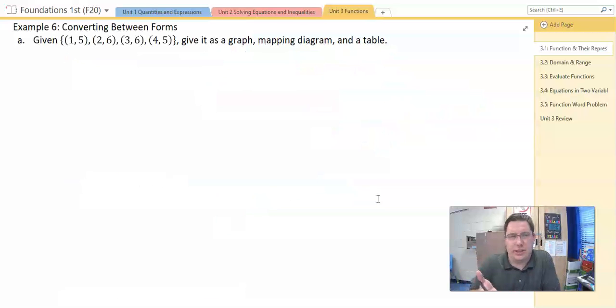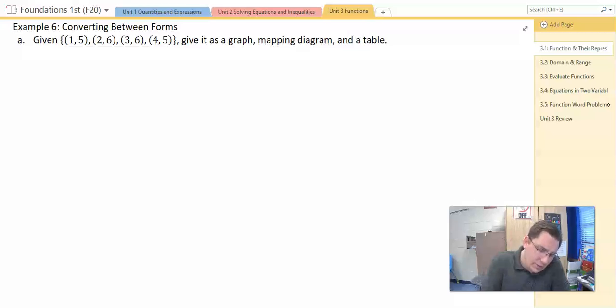So on example 6, we're given this relation, and it is (1, 5), (2, 6), (3, 6), and (4, 5). So it's a set of ordered pairs. We've given 4 ordered pairs here. And we want to write it as a graph, a mapping diagram, and a table. Now we're not going to write the equation here because that's going to be a section that we'll do later on. We're actually going to look at that in section 4 and section 5, writing the equations of these, and we'll also look at that in unit 4. So we're not going to worry about that at this point.